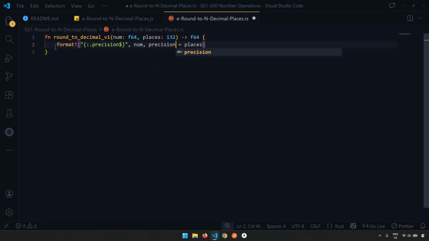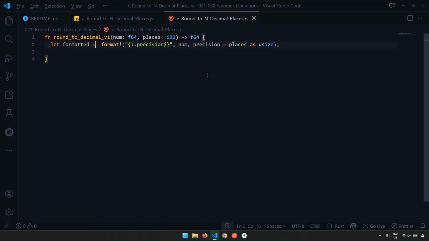Now, the thing with this format macro is that it needs an unsigned size as this precision. So we need to cast the type. The type of this is going to be usize. That's a requirement for this precision. We need to terminate this, and I need to store this inside of a variable. I'm going to call it let formatted, and there we go. Let's save that.